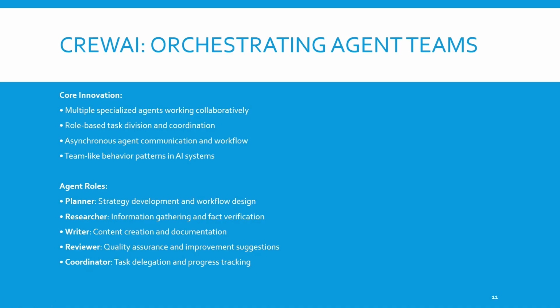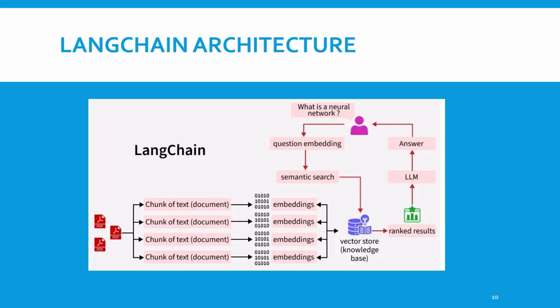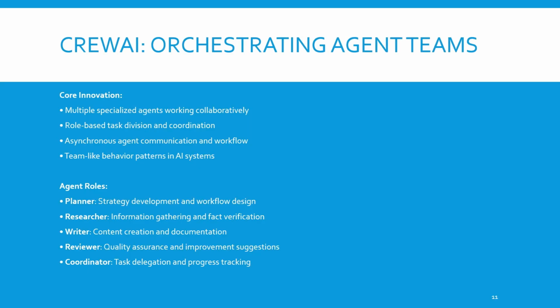Now, you can of course absorb this for a minute till the time I go to the next one. Now let's go to the next one, which is CrewAI. CrewAI represents the next frontier in agent development. It is not just single agents working alone, but teams of agents collaborating to achieve a complex objective. CrewAI allows you to assign different specialized roles to different agents, like a planner who develops a strategy, a researcher who gathers the information, a writer who creates content, a reviewer who ensures quality.